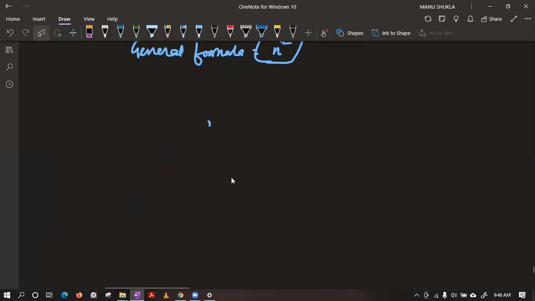Suppose we have a pattern. Tell me what should be the general formula in this case. This is very easy, just to check your understanding. What is the general formula in this case? Very good, Karthik, very close. Tell me the answer. What formula will you give?